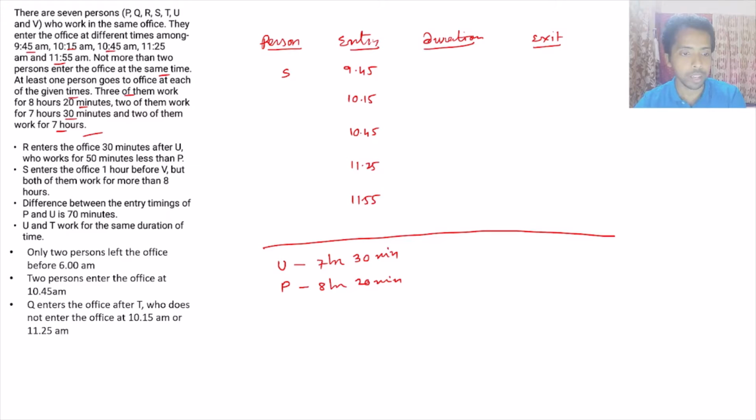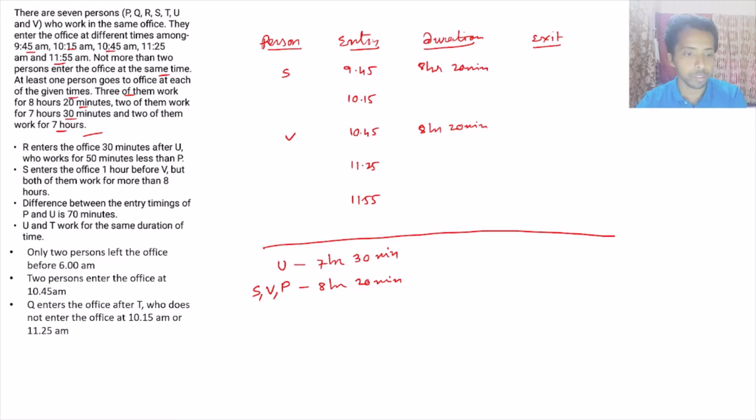Right. Now S enters 1 hour before V, that means 9:45, V is here at 10:45, and works more than 8 hours. That means S, V and P, all three are working for 8 hours 20 minutes. So this is 8 hours 20 minutes, and S is again 8 hours 20 minutes.